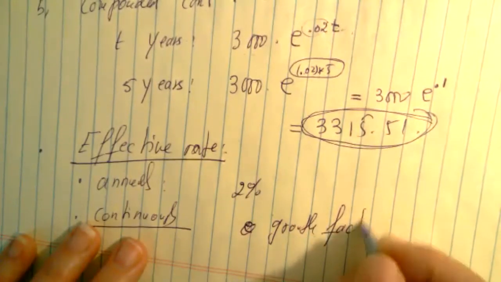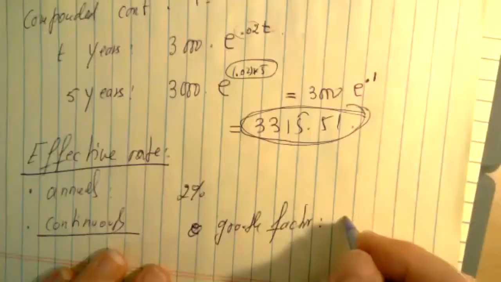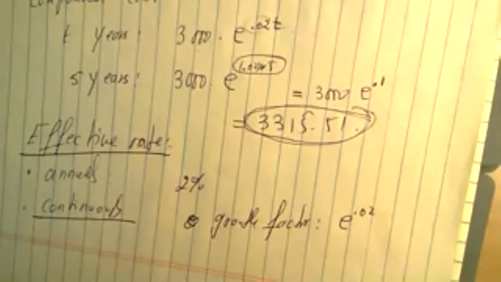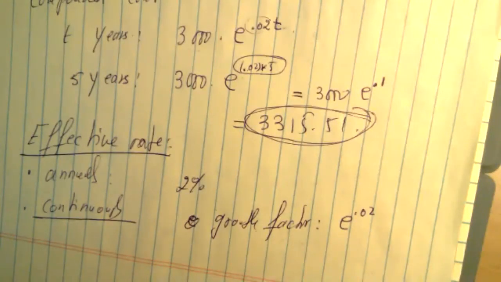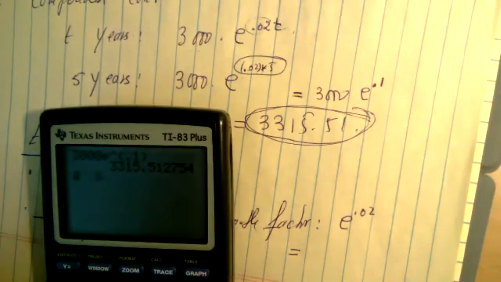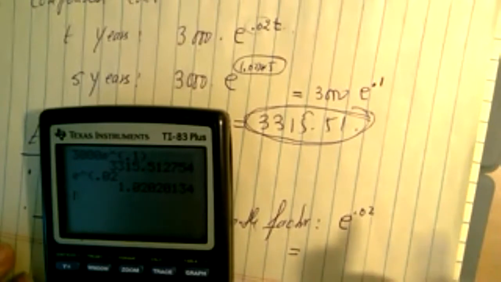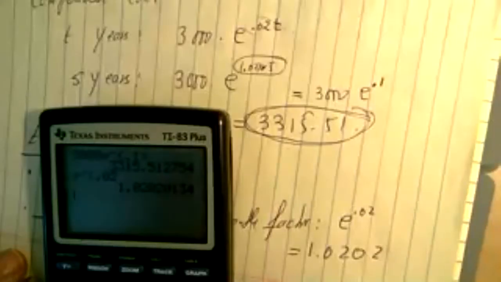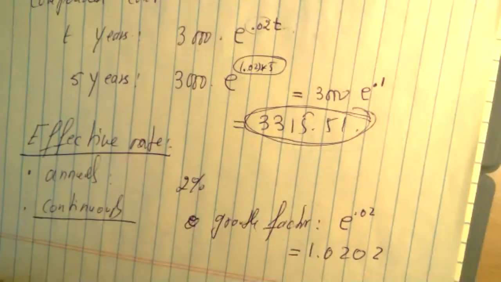The growth factor is e to the power 0.02. That's not the rate, that's the factor. It means by how much we multiply every year. So which is equal to, and I will compute that, e to the power 0.02, which is 1.0202, and then it's 0. I'm going to stop there.